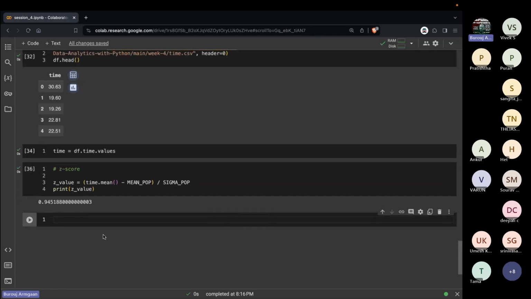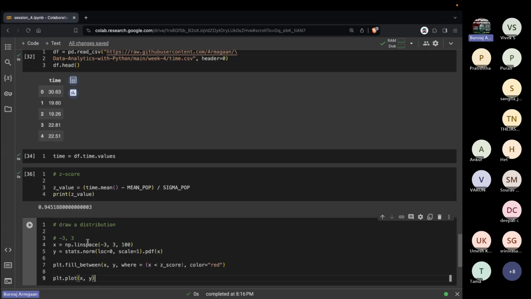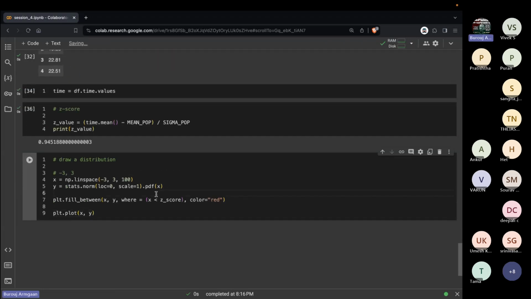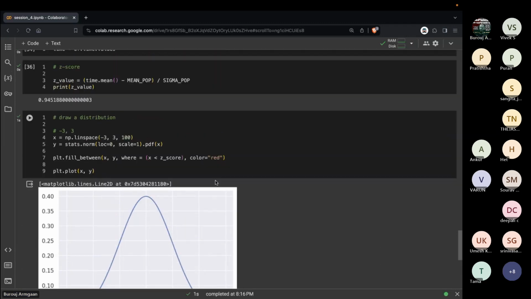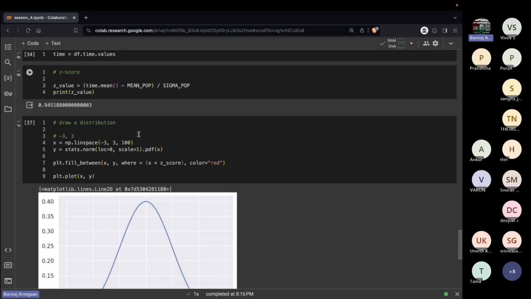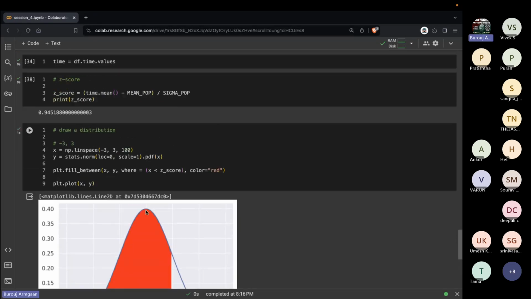So let's visualize this as we did last time. Let's reuse this code. Now notice that if I use x less than or equal to the z score, what do I get? Oh, so I wrote z value, so let's say z score. So you see, we have a very large area.